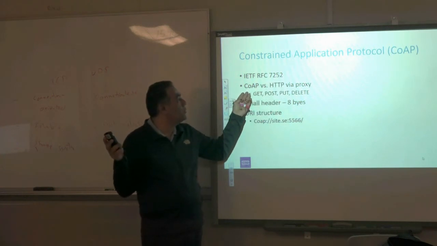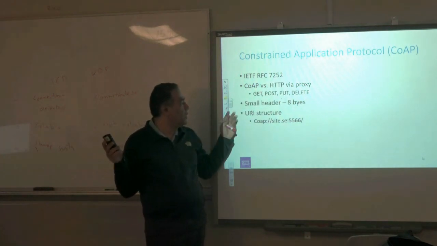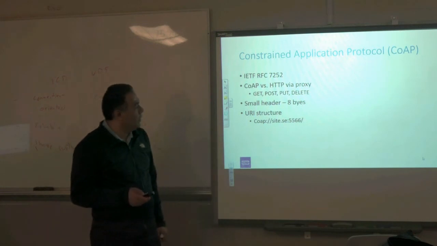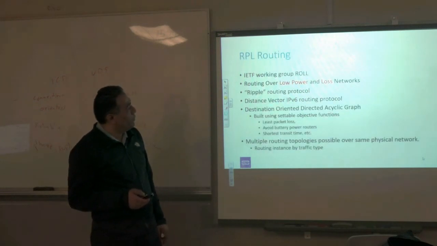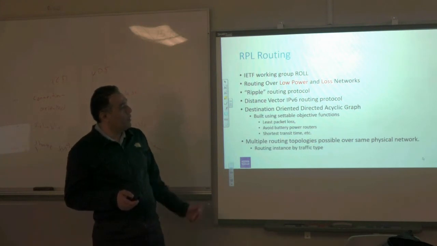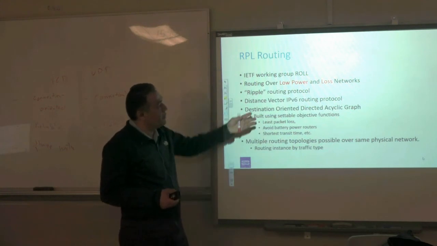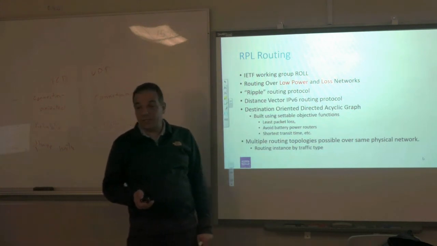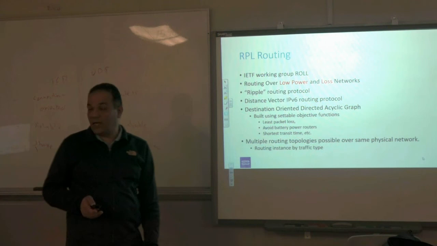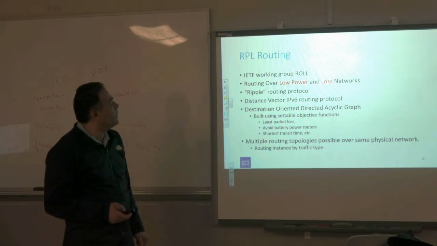We're going to use something called CoAP, and we're going to explain it in a different lecture. All right. RPL is for low power and lossy networks. And also it's a routing protocol. We're going to explain it in one lecture. We're going to come to it again.